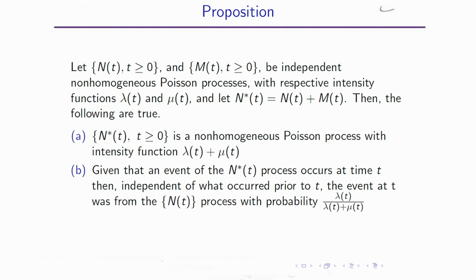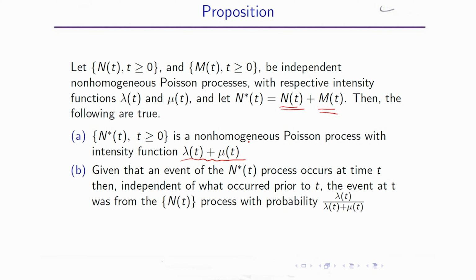Proposition. Let N(t) and M(t) be independent non-homogeneous Poisson processes with respective intensity functions lambda(t) and mu(t), and let N*(t) be equal to N(t) plus M(t). Then the following are true. Number one, N*(t) is a non-homogeneous Poisson process with intensity lambda(t) plus mu(t).